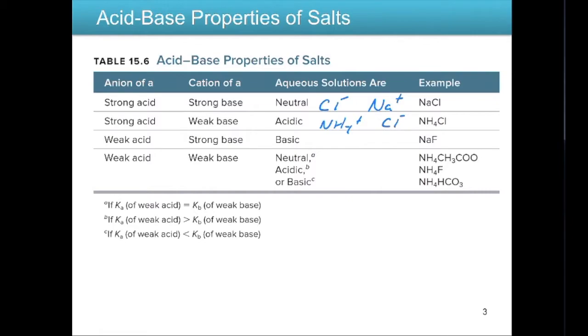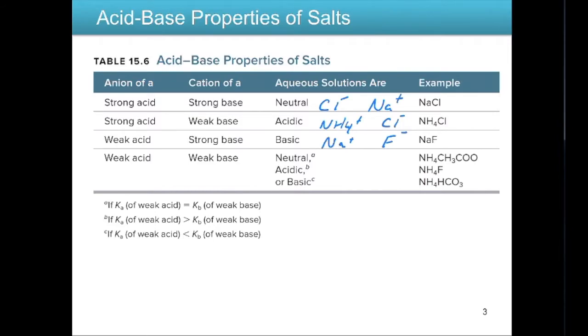So we have the anion of a strong acid being Cl- and the cation of a weak base. The weak base is actually NH3, but the cation of that is NH4+. So since NH4+ is an acid, this is going to be an acidic salt. NaF, we have the cation of a strong base, Na+, and the anion of a weak acid, F-. The weak acid in this case is HF. The anion of that is F-. Na+ is a spectator ion, and F- is the weak base, so this is going to be basic.